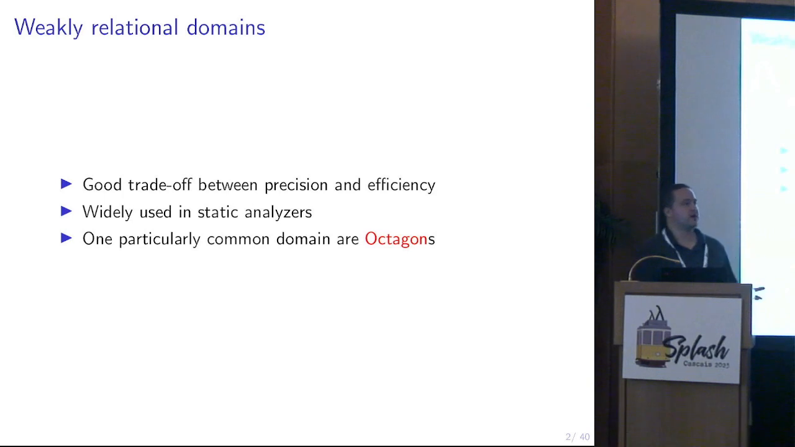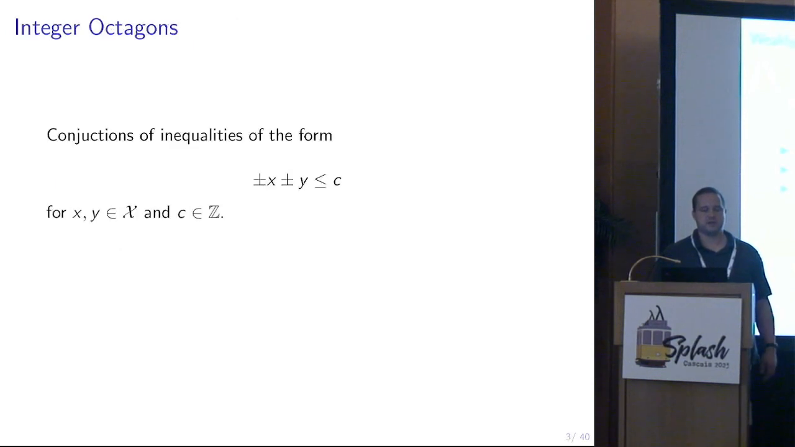And we're going to go, as we've already said, to weakly relational domains. The conventional wisdom is that they offer a good trade-off between precision and efficiency, and for this reason have been widely used in static analyzers. And one that we've already heard of a couple of times today is the Octagon domain, which is particularly common. It was invented by Antoine Miné somewhere in the early 2000s.